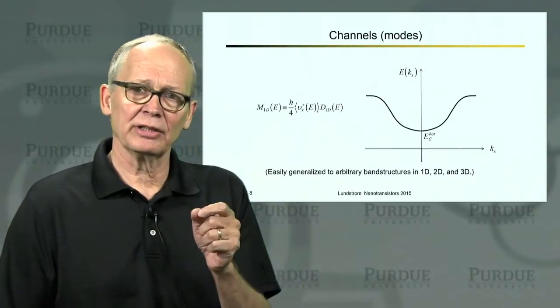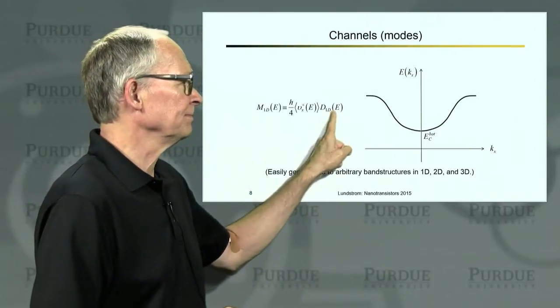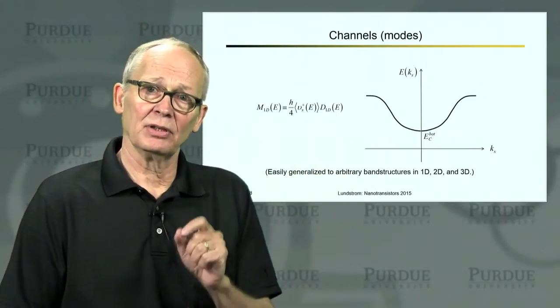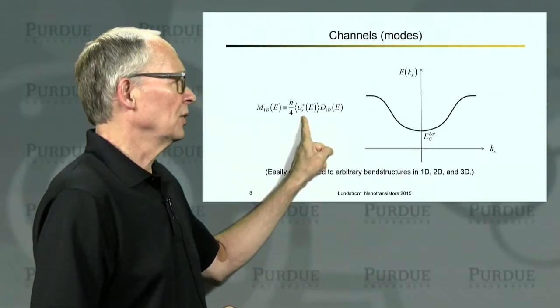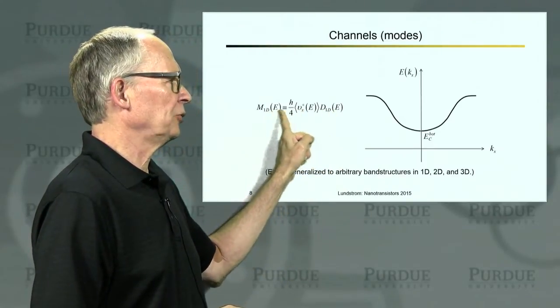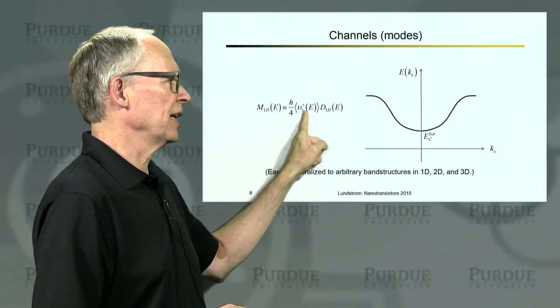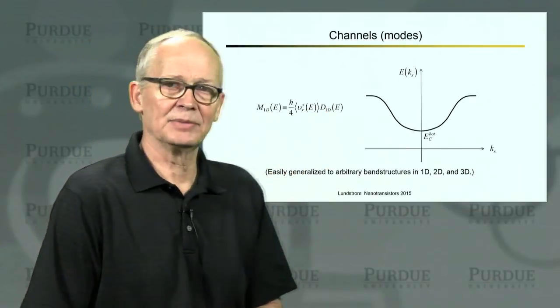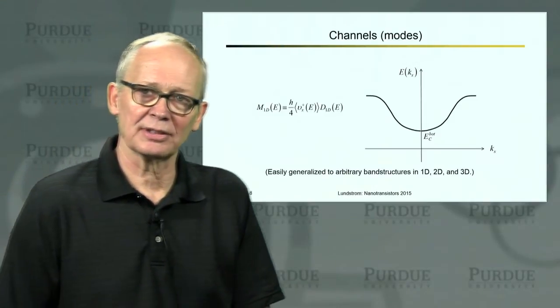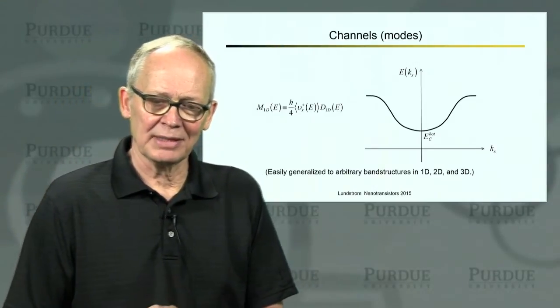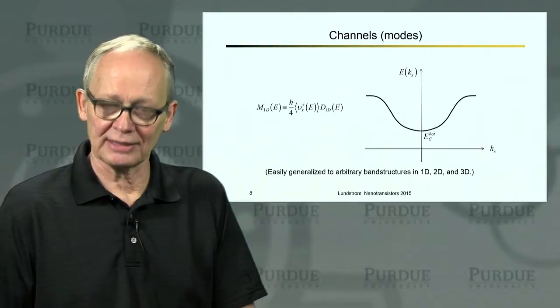So in order for current to flow, there has to be a state. And in order for it to flow, that state has to have a velocity to carry the current. So we would expect the number of channels to be proportional to velocity times the density of states. And this h/4 just introduces some factor that makes this quantity dimensionless.